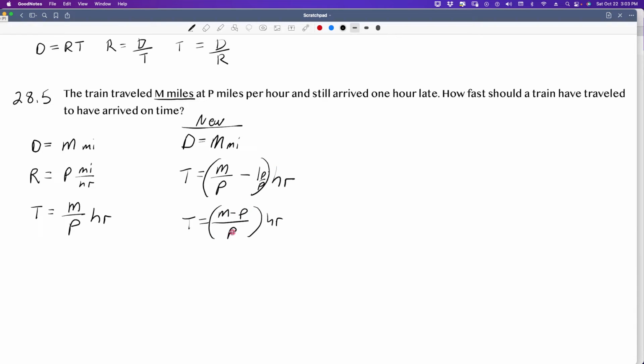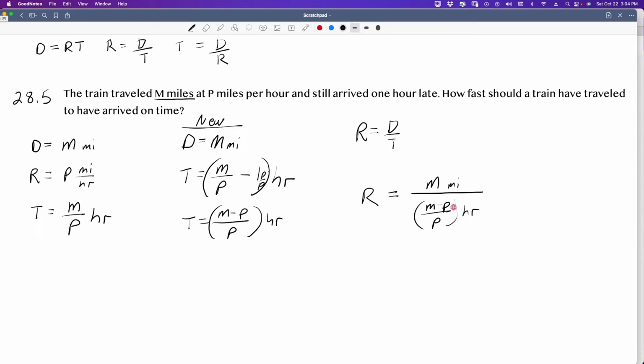Okay, so now we can find our new rate. And our rate is, again, up here, our rate is equal to distance over time. We have the distance, and we have our new time. All right, so that's what we're going to do. Our new rate is going to be the distance of m miles over m minus p over p in hours.